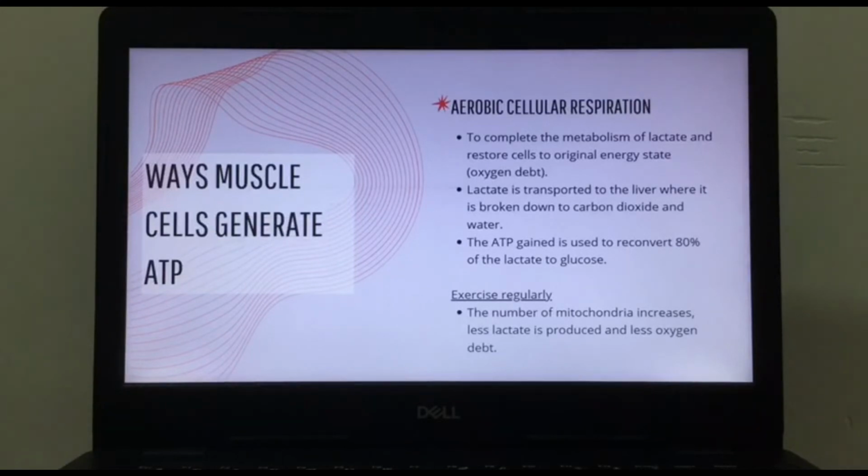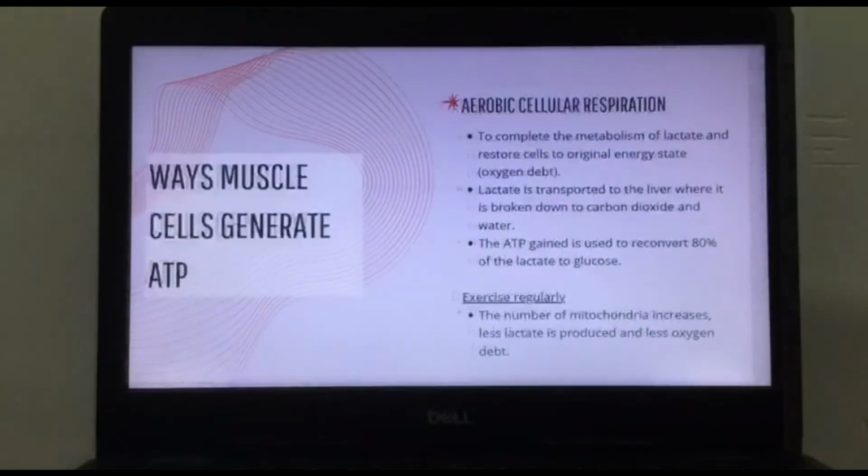Okay, lepas tu last one, yang exercise regularly tu, number of mitochondria will increase. That's all from me. Thank you. I will pass to Zulfarhan for the next slide. Thank you.